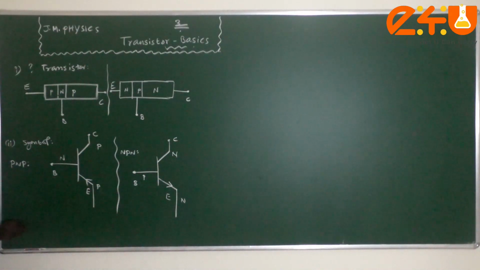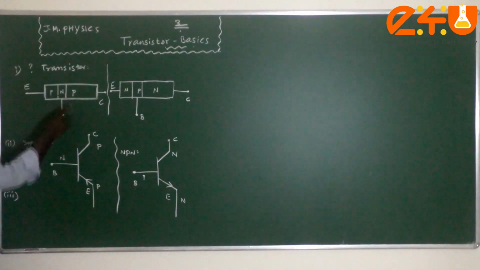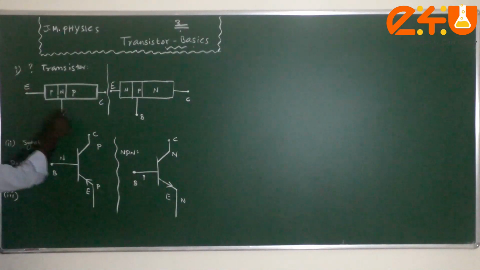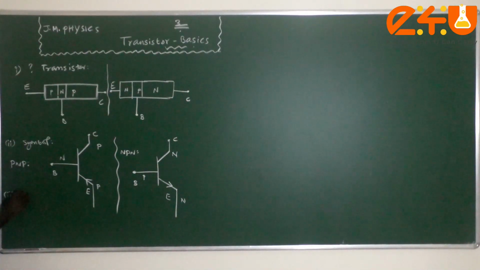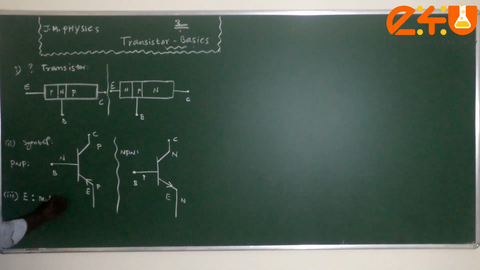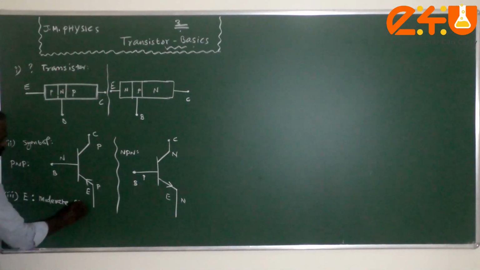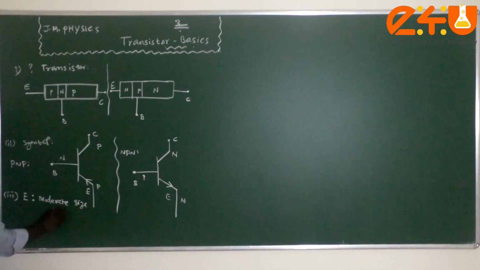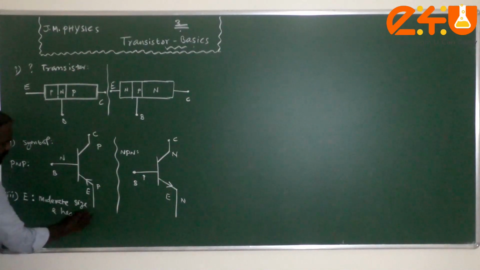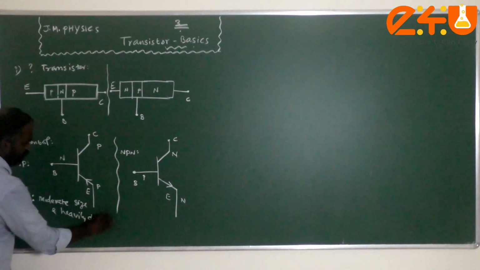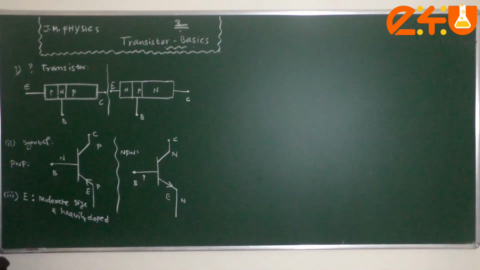The next, third point is that we said three layers or regions are there: emitter, base, collector. The first one, the emitter. What is the nature of the emitter? It is moderate in size and heavily doped. Heavily doped means the number of charge carriers is very high.